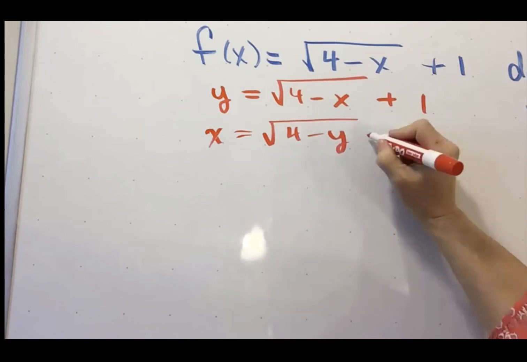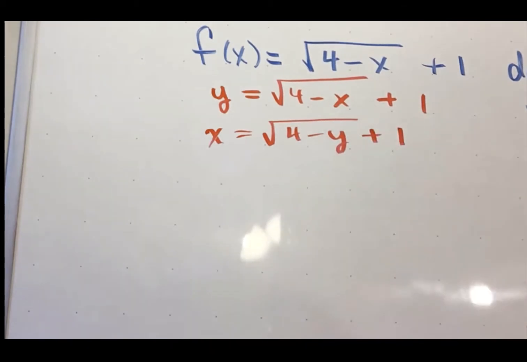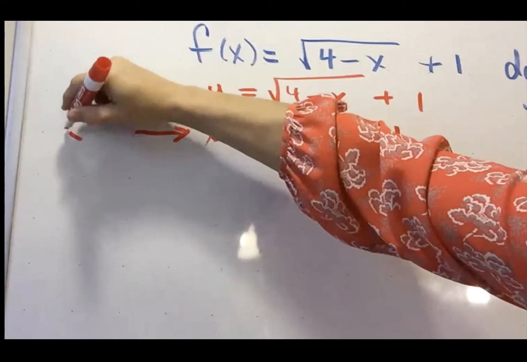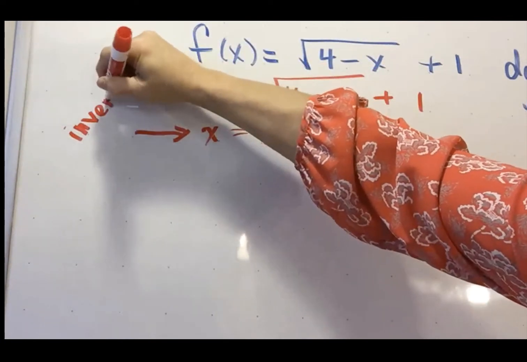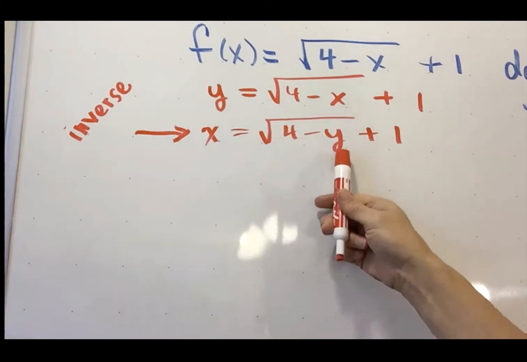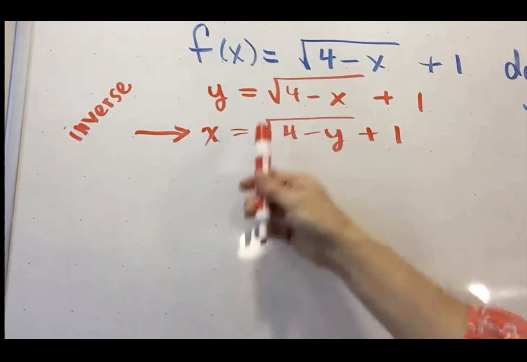And let's make sure my square root doesn't have too much in it. Right at this point, I now have the inverse. I have the inverse function. It's just not written the way I would like it to be. So now we want to solve for y. So I want to get y by itself, so I'm going to attack this thing from the outside in.